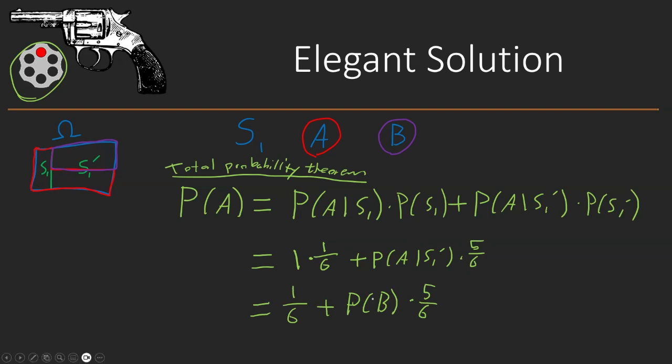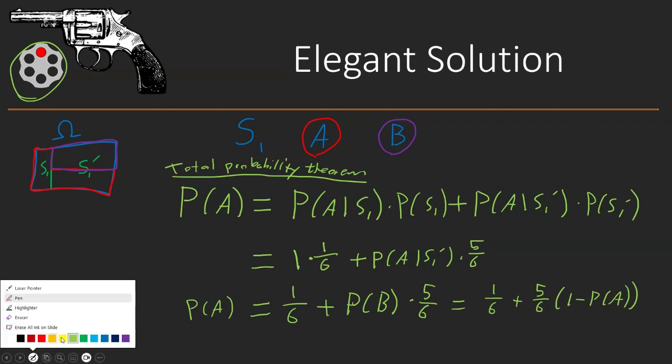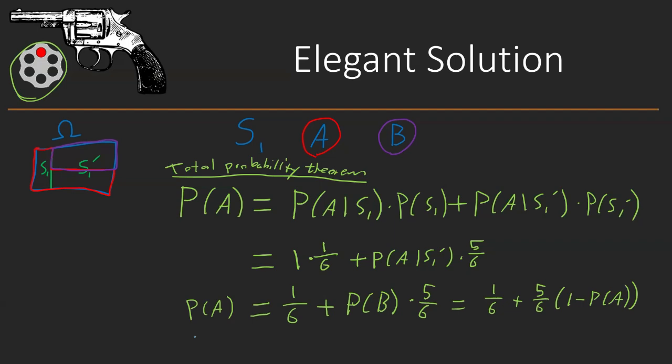And now it's actually surprisingly easy, because what is probability of B? Well, as we showed up here, it's mutually exclusive with A, it covers the sample space. Therefore, it must be 1 minus the probability of A. Let me reorder things a little bit here. And what do we have on the left here? It's probability of A, right? So this is now one equation with one variable, probability of A. We can solve this. Let's change colors.